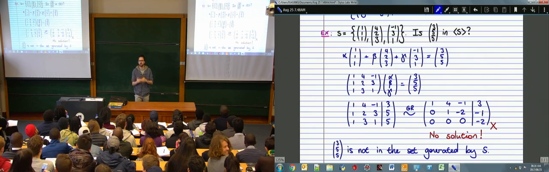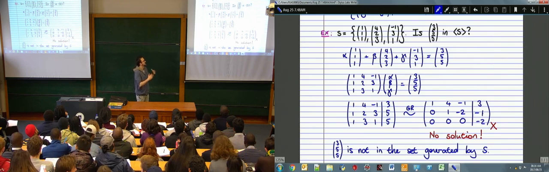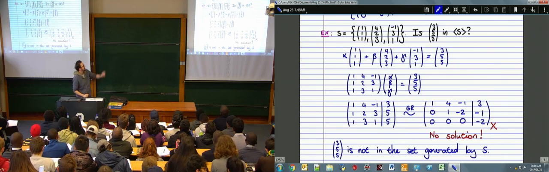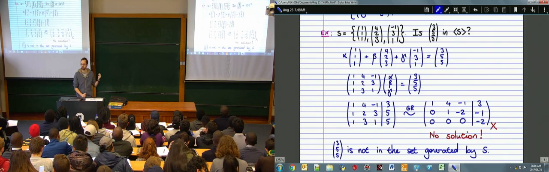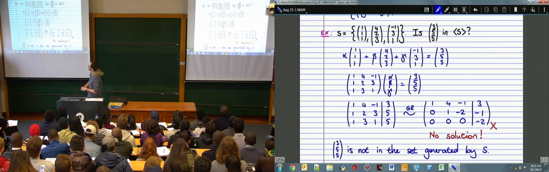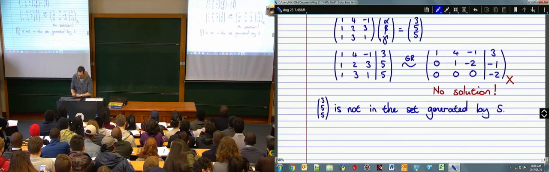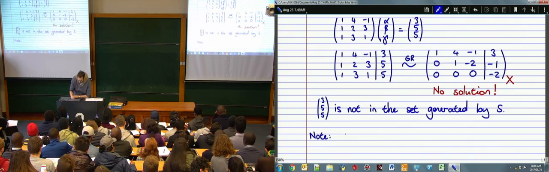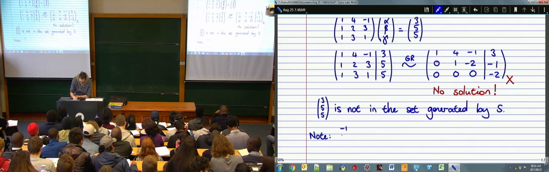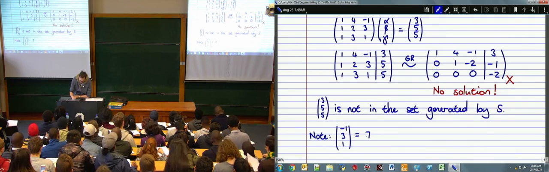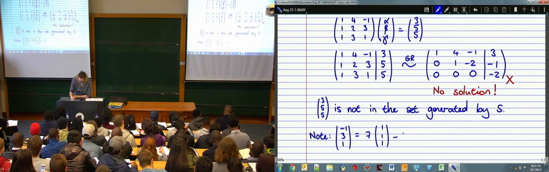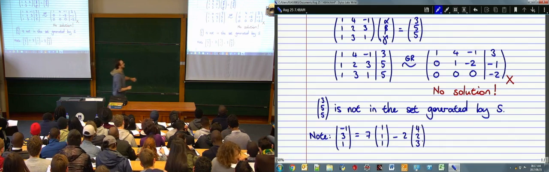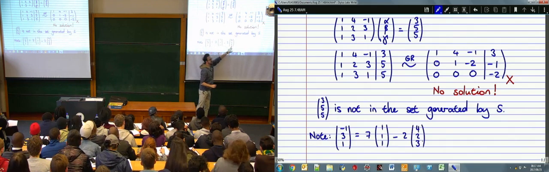And let's just stop and think about why it might be a plane, rather than just a line, or rather than generating all of R3, generating the entire volume of R3. All right? And what you might notice is that the third vector is a linear combination of the first two vectors, so it doesn't really make any contribution to the set which is generated by it. So that third vector, minus 1, 3, 1, is equal to 7 times 1, 1, 1, minus 2 times 4, 2, 3, right?